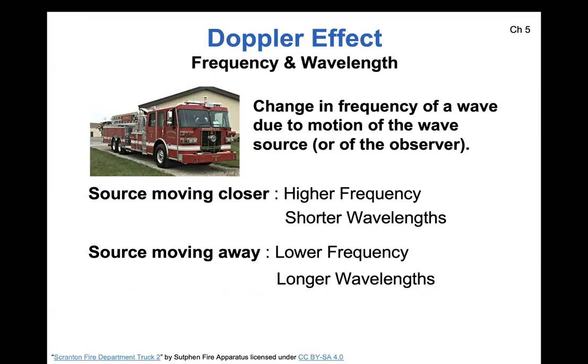And that's actually often the way that this phenomenon is explained: we show the wave, and we show that when the source is moving towards you, the waves get bunched together. And that actually creates the Doppler effect. But in general, a source moving closer has higher frequency and shorter wavelengths. Compared to what? Well, compared to when the source is at rest, right? When both you and the source are at rest relative to each other.